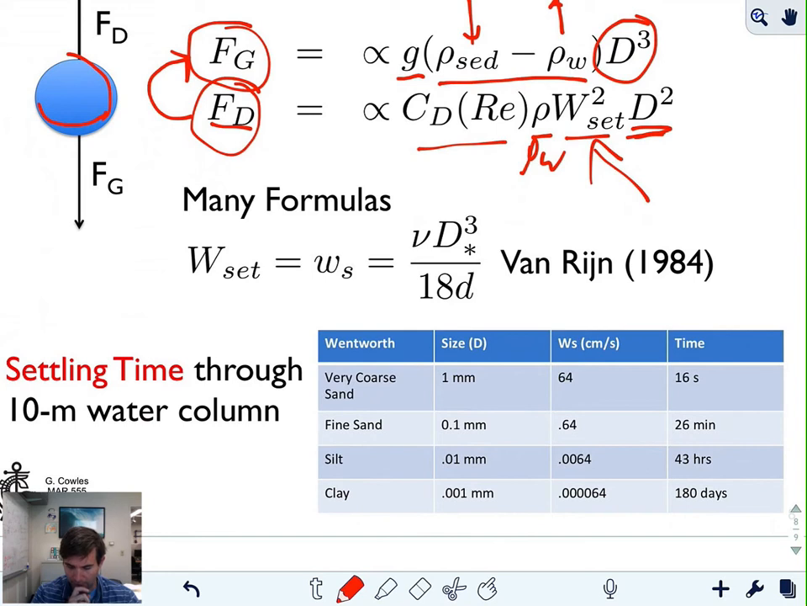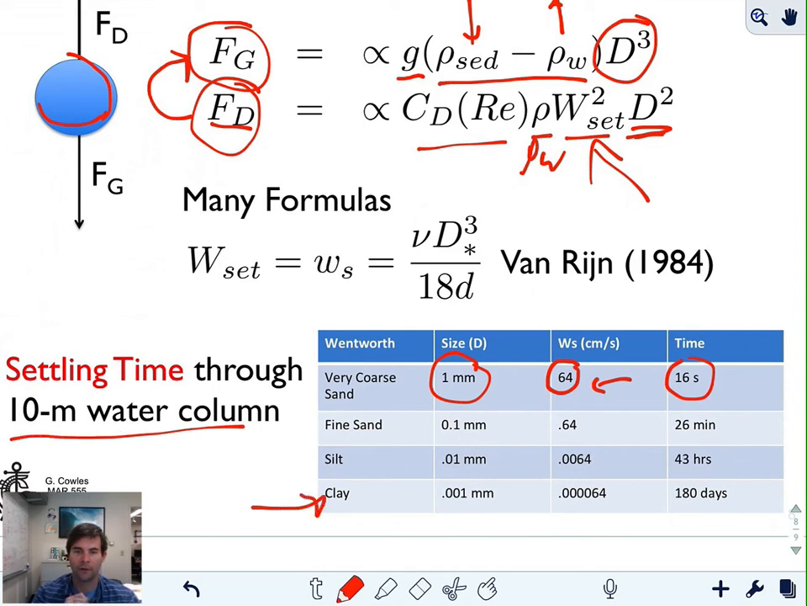For the Wentworth scale, we have very coarse sand, again a millimeter. That's a good number to remember. Very coarse sand's a millimeter. And you get about 64 centimeters per second. And you have 16 seconds. I need to check on that. I'm a little suspicious about that. This is time to get through a 10-meter water column and all the way down to clay.